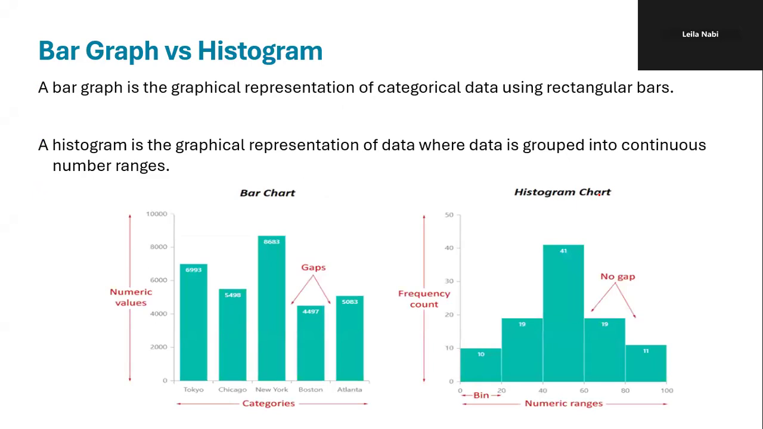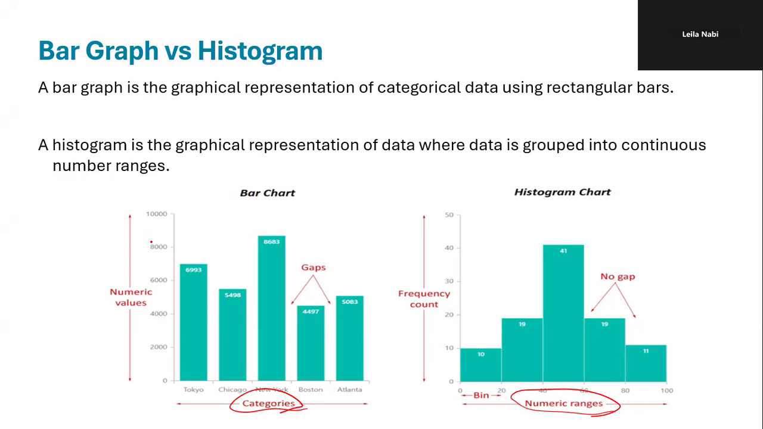And if you want to compare the bar graph with the histogram, you will see that in bar graph, we have gaps between the bars, but in histogram, we don't have any gaps. We usually use the bar graph for categories, for qualitative data, but we use numbers or numerical data for the histogram. And the vertical axis in both of them is showing the frequency, or the number of values for each category, or the frequency for each data in histogram.